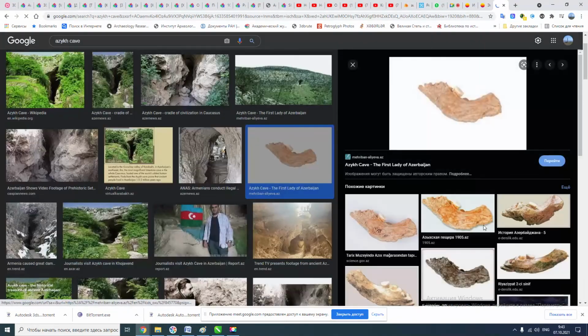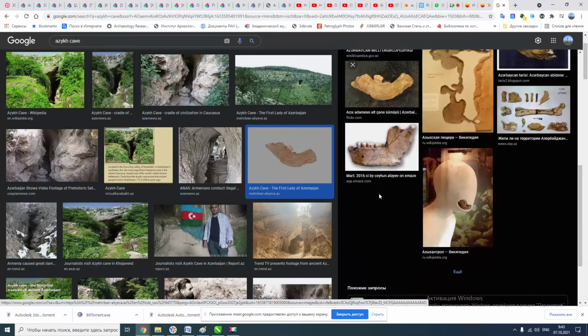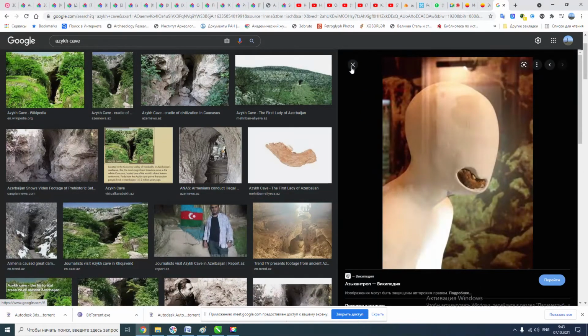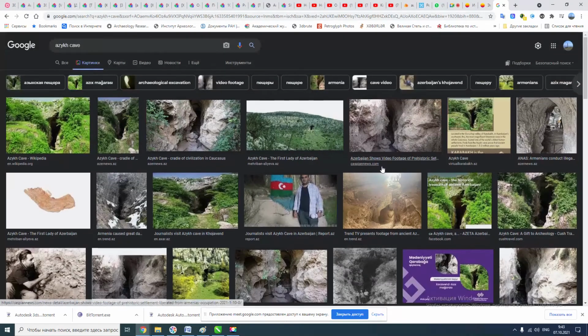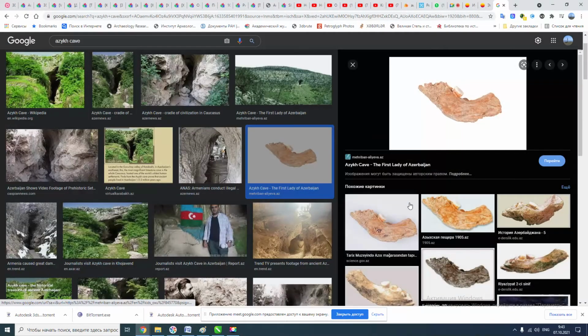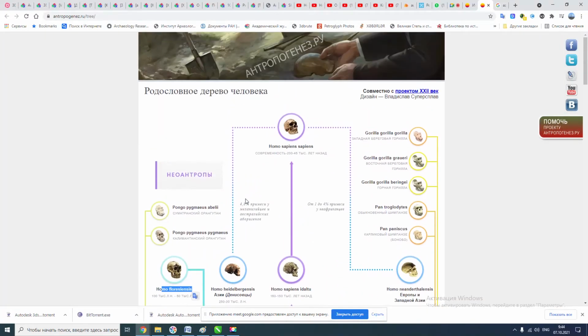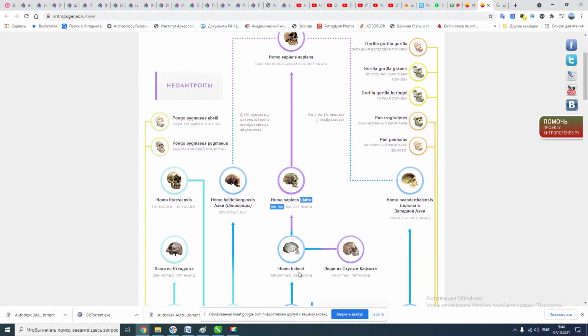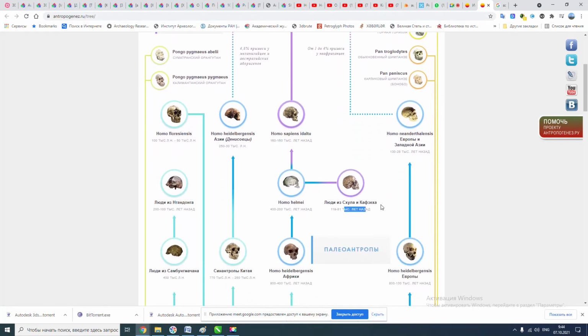In Azık cave, some bones were found. The bones belong to the so-called Azık man, but actually it was not Homo sapiens. It was not our type of human. This is Homo sapiens sapiens, and then we have the other type of human.